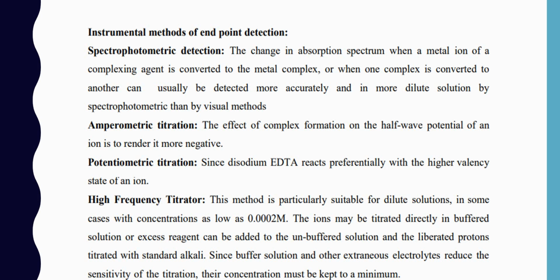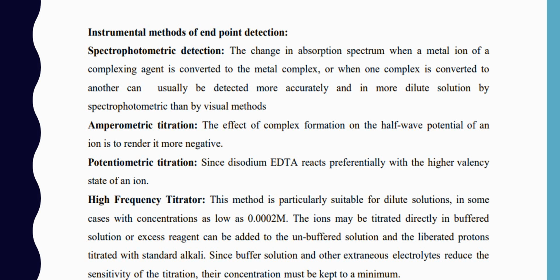Okay, so spectrophotometric methods we can use. Next is amperometric titration. The effect of complex formation on the half-wave potential of an ion is to render it more negative. So there can be some potential changes in the complex formation between EDTA and metal that we can detect with amperometric titration.